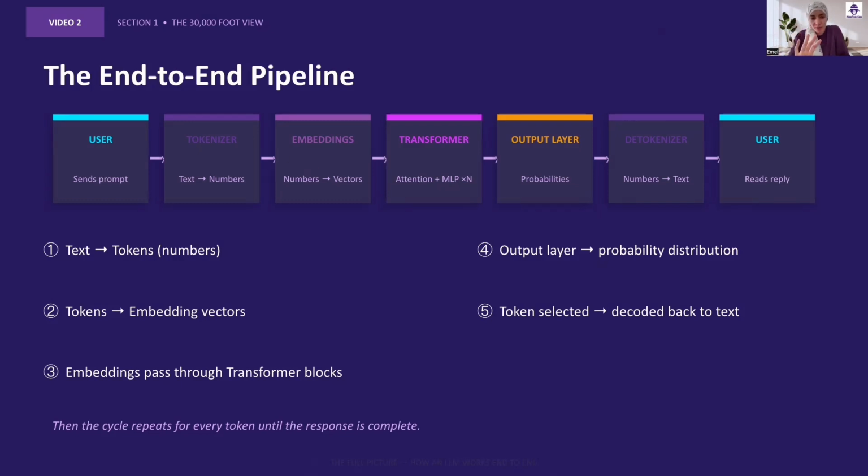And the final and fifth step: a token gets selected and decoded back to text. The highest probability token gets picked and converted back into readable text. Then the whole cycle repeats for the next token, and the next one, and the next one, until the response is complete. That's the full pipeline. Let's walk through each one a little bit more slowly.